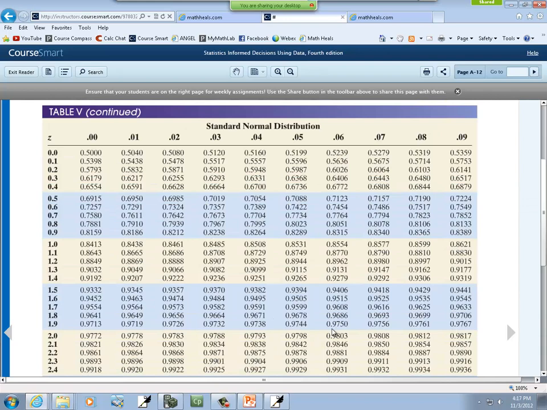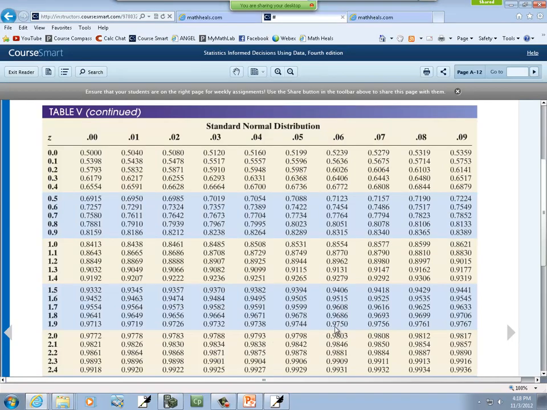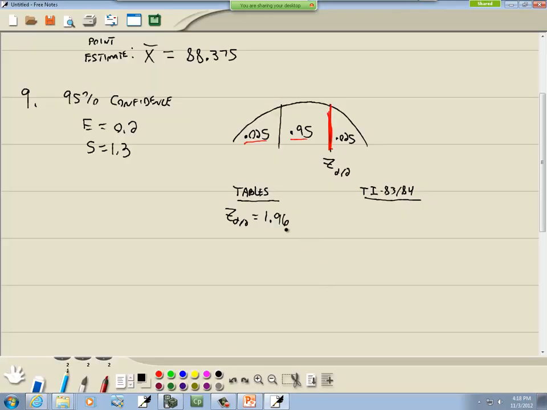Here's 0.975 right here. If I go over to the left, that tells me it's 1.9. If I go up, that tells me it's 0.06. So Z is equal to 1.96. Again, we're looking up the area to the left of this value, so we have to add up both this and this, which gives us 0.975. I'm looking in the middle for the value closest to 0.975, and here it's exact. So I come over here, 1.9 and 0.06. This is our hundredths place, so that's where we get 1.96.